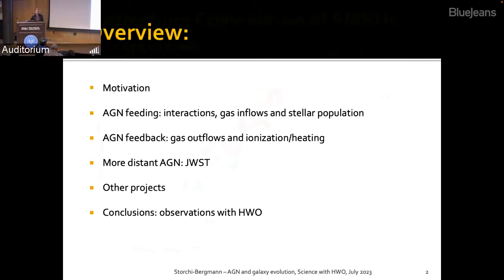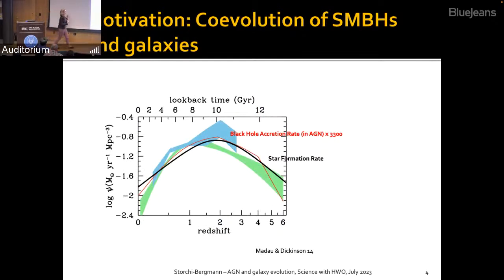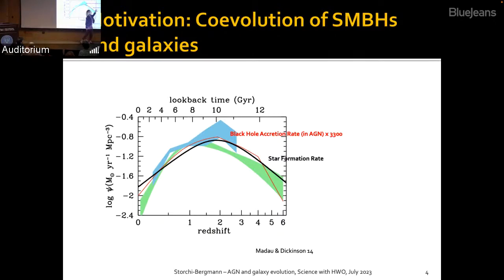Habitable Worlds. Okay, so we all know this relation that indicates there is coevolution between AGN and galaxies, the relation between the mass of the black hole and the bulge mass. Another relation that shows coevolution of black holes and galaxies is the fact that the black hole accretion rate that occurs in AGN along cosmic history is proportional to the star formation rate along cosmic history. So AGN are important for galaxy evolution.